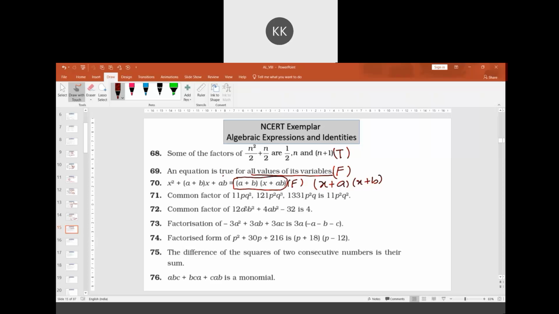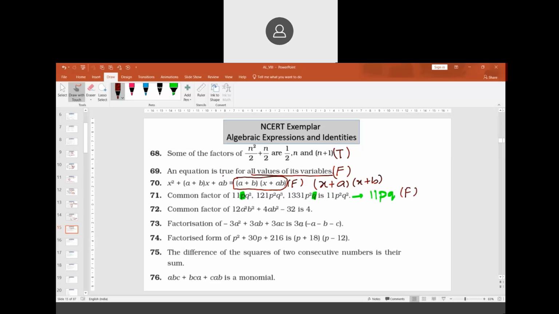Statement number 71. 11 PQ. Is it not p square q square? No. The smallest value of 11 PQ is 1, and the smallest value of Q is also 1. Here we have only p and q. It's a false sentence. 11 PQ should have been written. So the statement is a false statement.